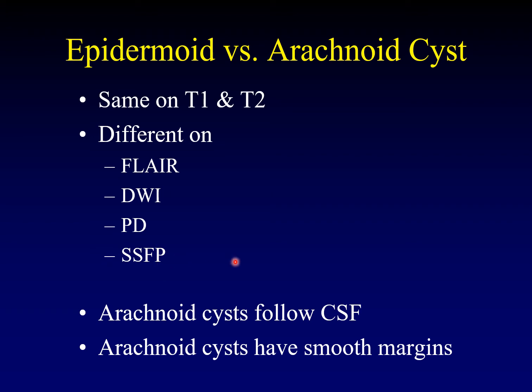Another feature that might help you out is that arachnoid cysts have very smooth margins. They tend to be ovoid or spherical, whereas epidermoids are much more infiltrative. They send out little projections along all of the ependymal surfaces. They'll crawl through the foramen of Magendie or Luschka, and they'll intercalate into the folia of the cerebellum. So that can be another clue for you.